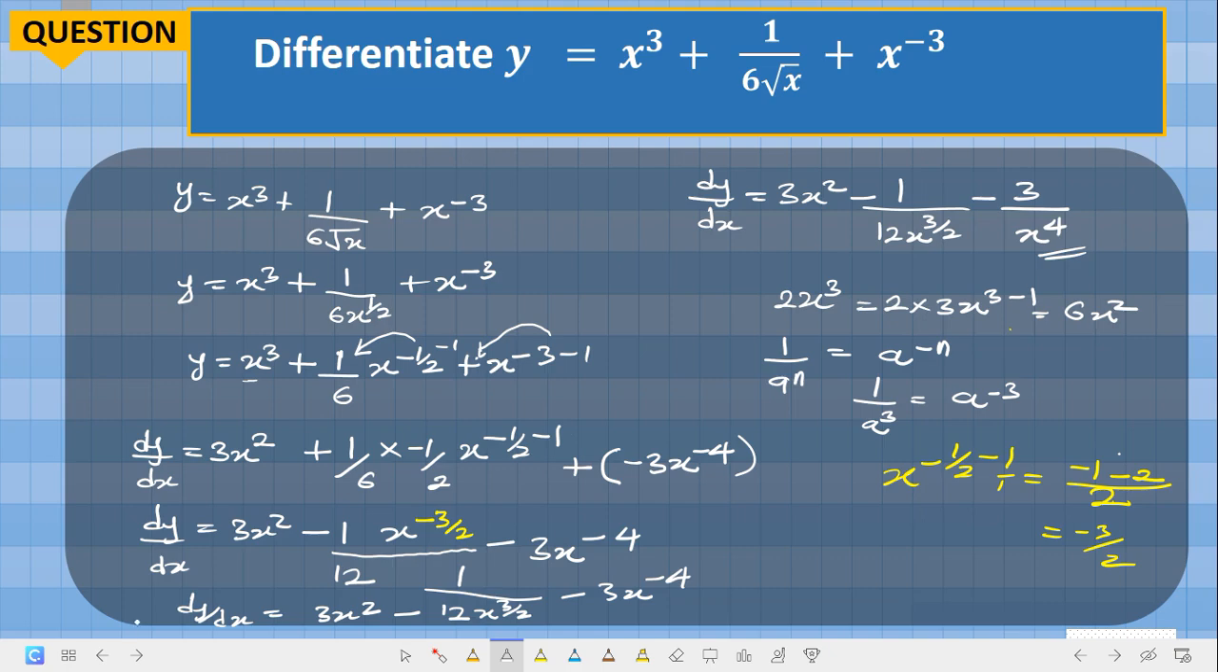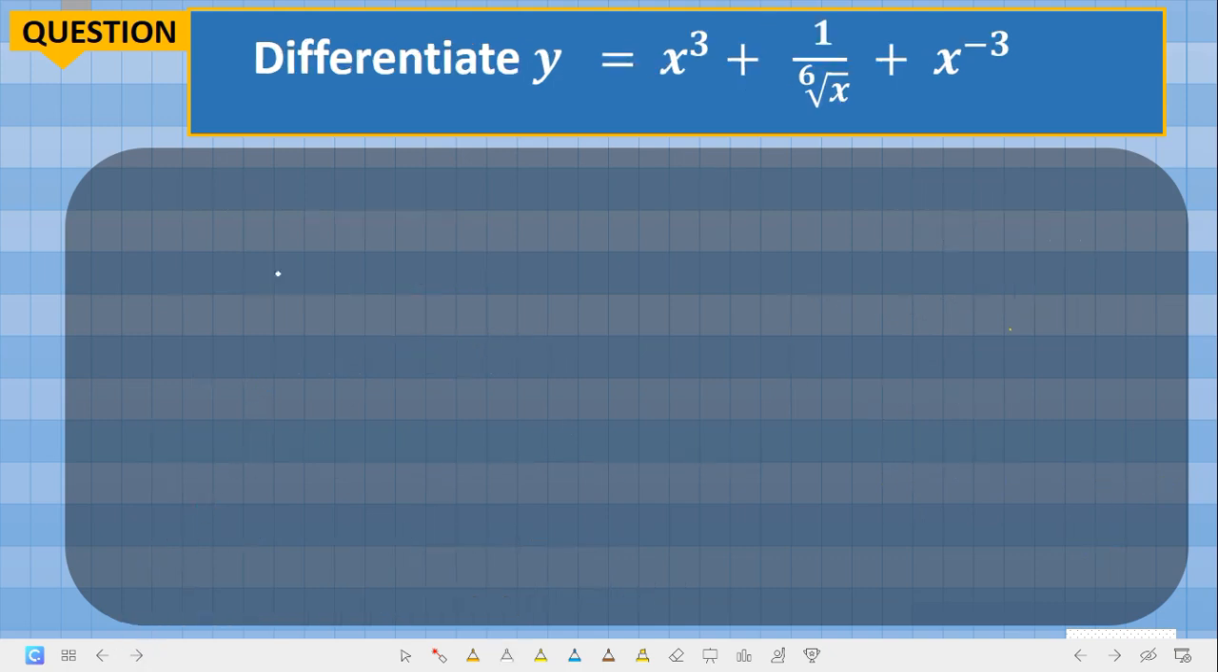Now let's take the next question. Now the next question is the same as the first, but just a little difference. So if you don't understand the first one, we can take this one and you understand better. y is equal to x raised to the power of 3 plus 1 all over 6 root x. Now note the difference, plus x raised to the power of minus 3. The difference lies here. Are we getting it?